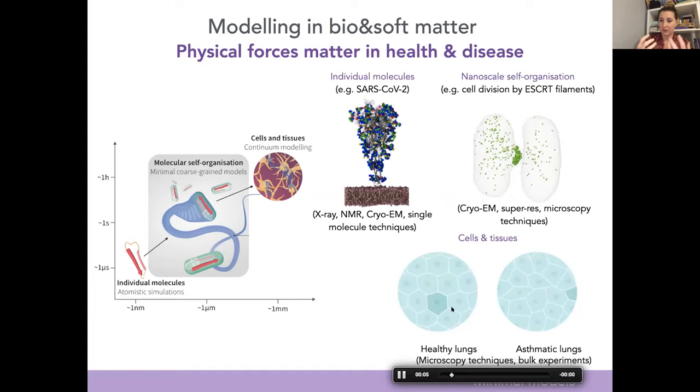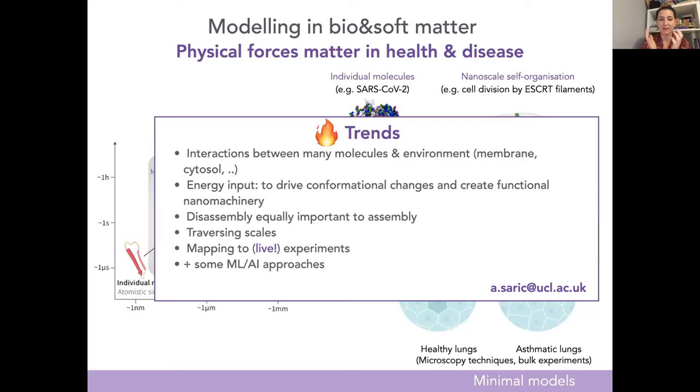Okay, and just a little bit about the hot trends. What I think is super interesting is interactions between many molecules and their environments. So traditionally, simulations in biological physics have focused on individual molecules isolated from their environment, isolated from their binding partners. But of course, for any real life applications, you need to consider how they interact with their partners. Then what is really hot is non-equilibrium driving forces in soft and biophysics. Of course, we cannot live without energy. And what energy does at a molecular scale is it drives conformational changes to create functional nanomachinery. And those simulations are definitely very trendy now.